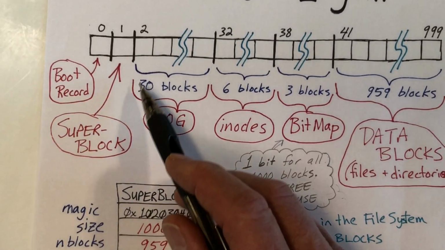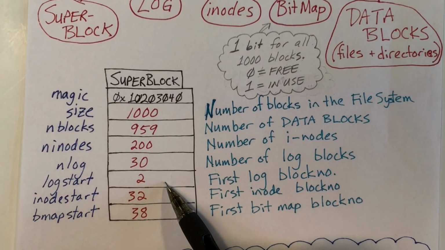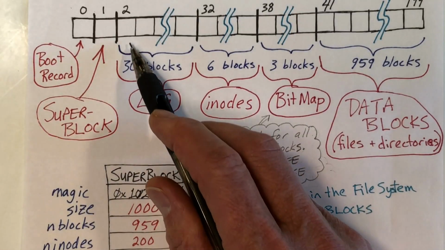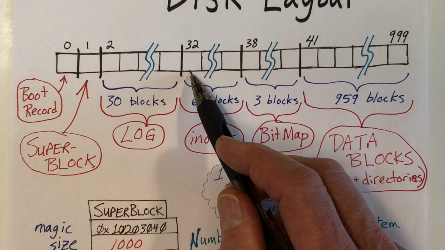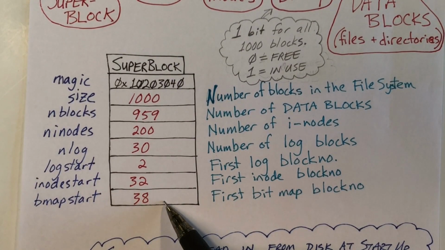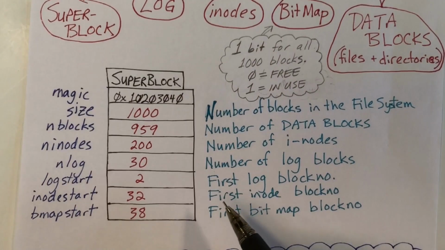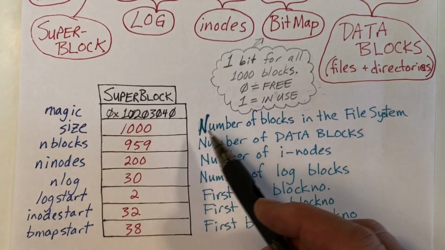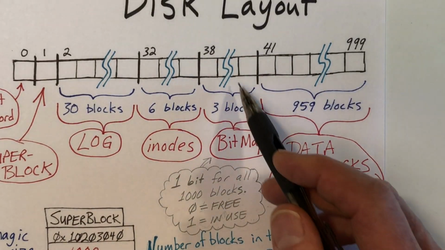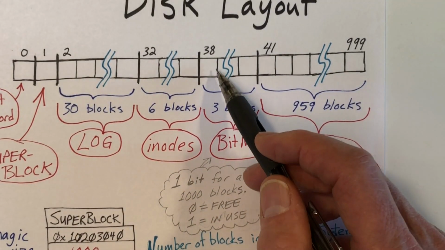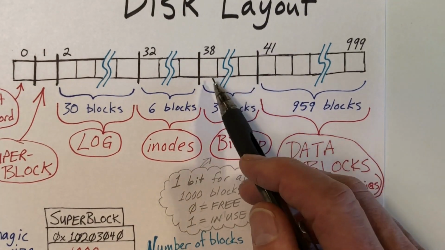In log is the number of blocks that are allocated to the log, and then we have an indication of where that starts. It starts at block number 2, and then where the inodes start, block number 32, and then where the bitmap starts, block number 38. The size of the bitmap will be determined by the number of blocks, and as I said, with 1,000 blocks, we can actually fit the bitmap into a single block, but I've shown 3 here, even though that wouldn't be the case.